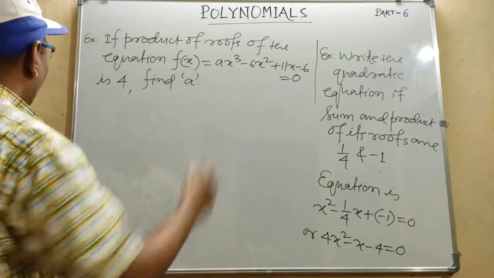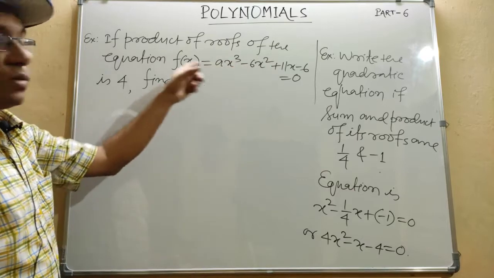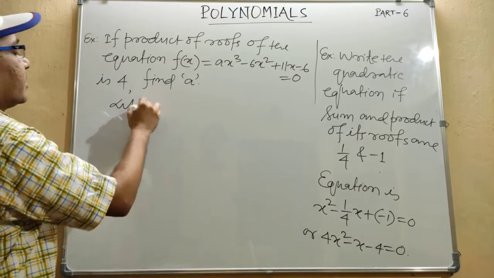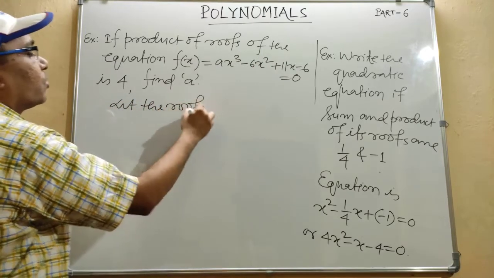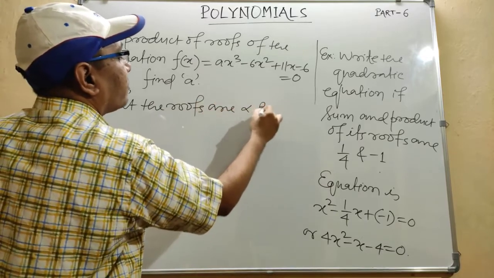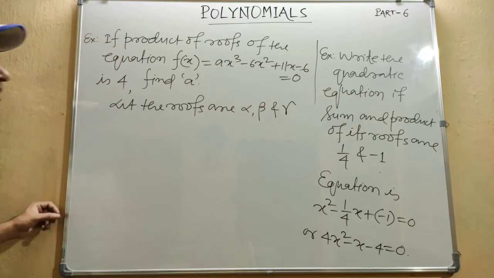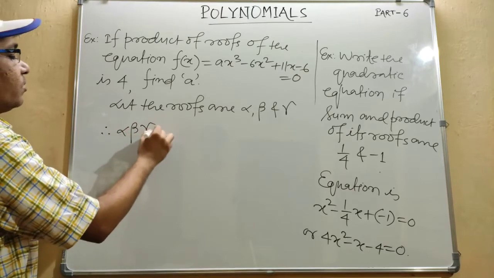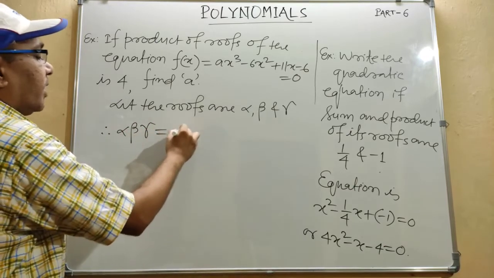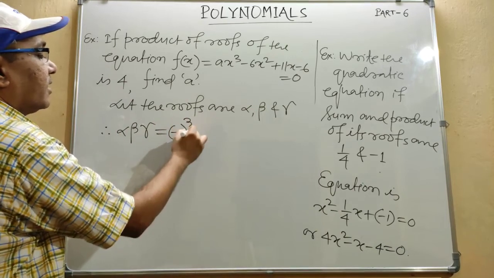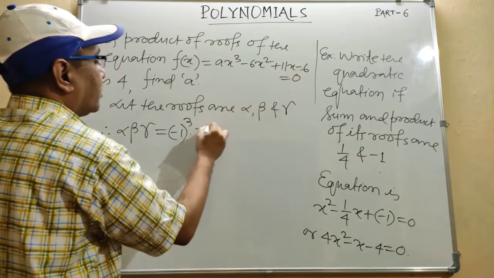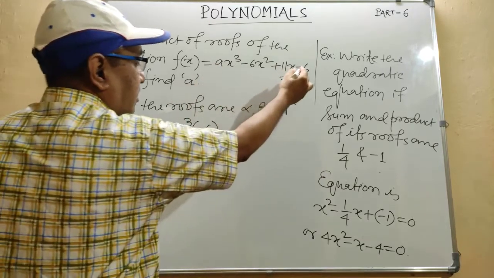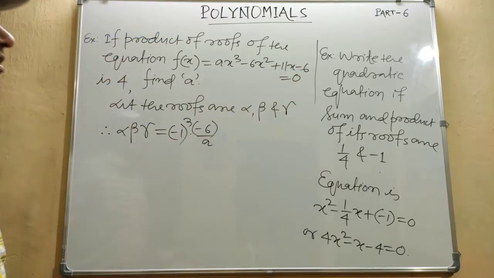This is a cubic polynomial, so obviously it will have 3 roots. Let the roots be alpha, beta and gamma. These are the 3 roots. So what will be the product of roots? Alpha into beta into gamma is (−1)^n times the constant term by the coefficient of the first term, where n is 3. You must understand the constant term here is not 6, it is −6.